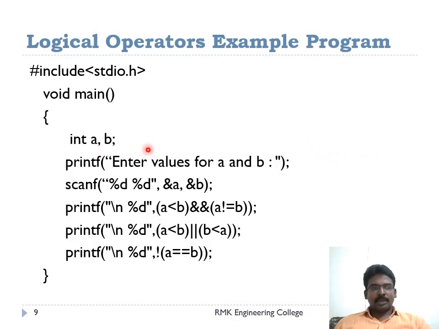Here also we are taking two values as input, and the AND operator checks for two conditions: whether A is less than B, and at the same time, A should not be equal to B. If these two conditions are satisfied, then the AND operator will return 1, that is true, as output. Similarly, the OR operator also checks two conditions, but if either of the conditions is true, then it will return 1 as output, that is true. This operator, equal to, checks whether A is equal to B. If it is equal, then it will return 1 as output.